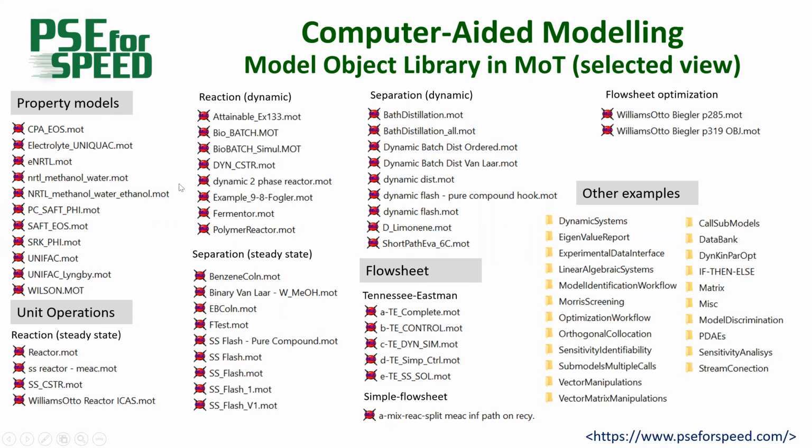So we have property models already developed with MOT. We have unit operation, steady state, reaction, separation, different kinds, flow sheet, Tennessee-Eastman problem, just a simple mixer, reactor, splitter, divider kind of problem, Williams auto plant optimization, and then many others like parameter optimization, model discrimination, partial differential equation solvers. These will be in future recorded videos. So this video ends here.